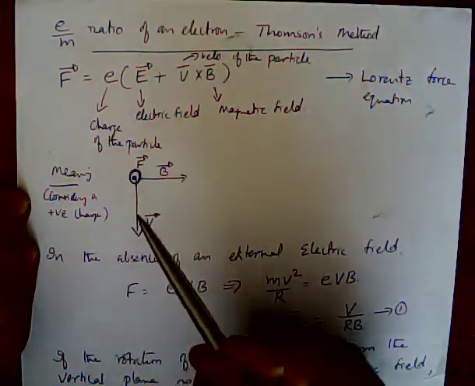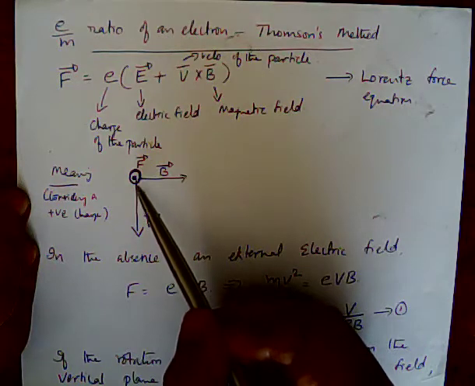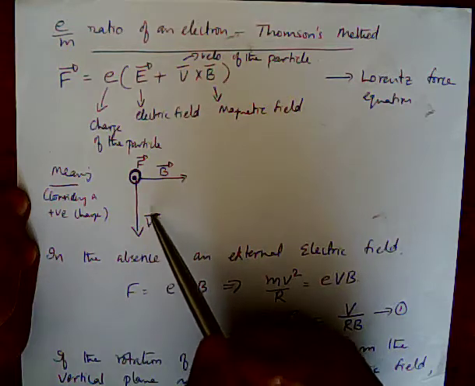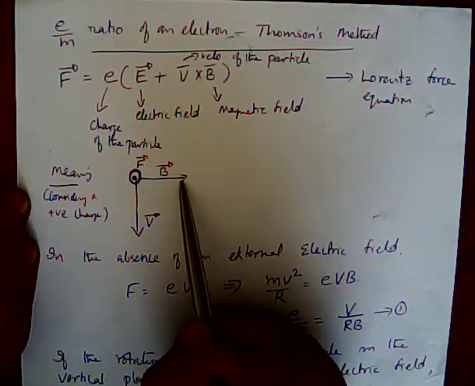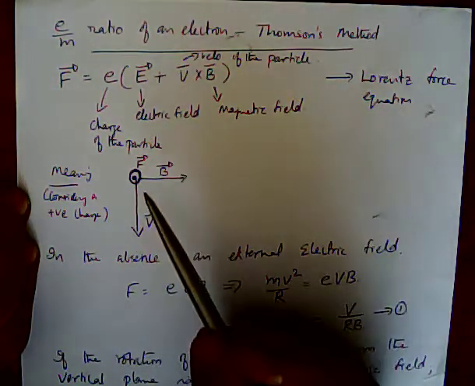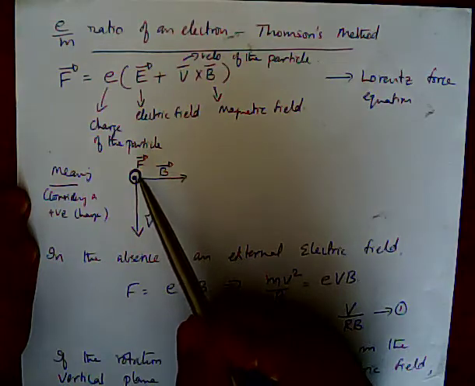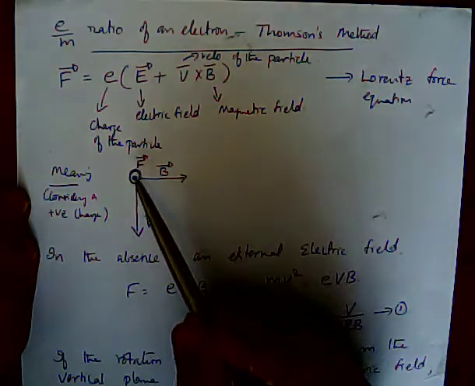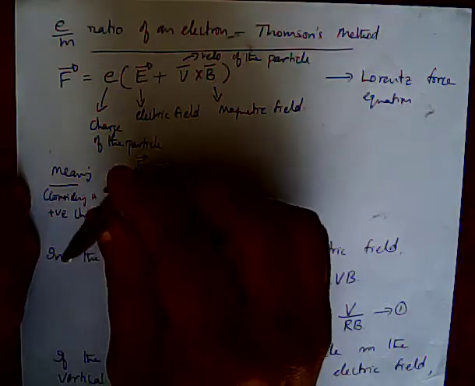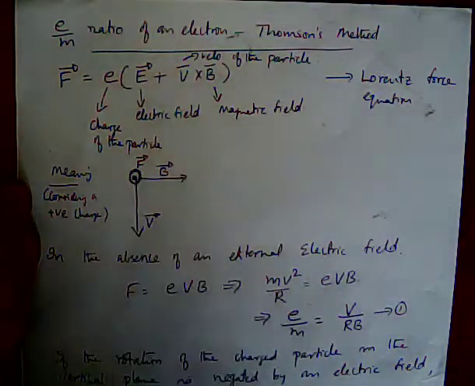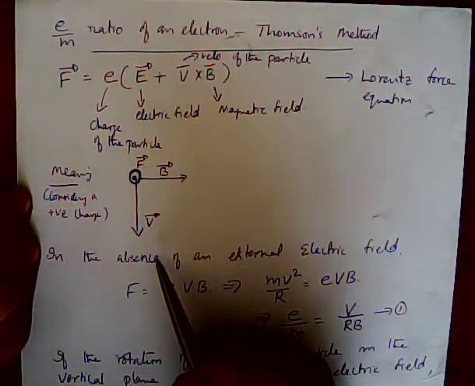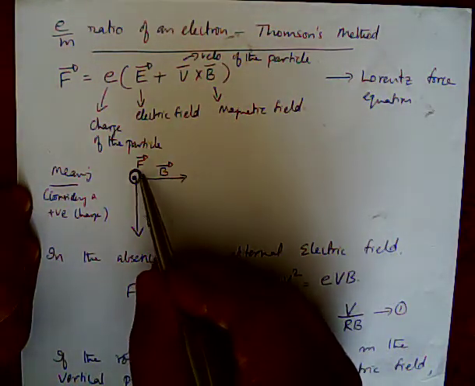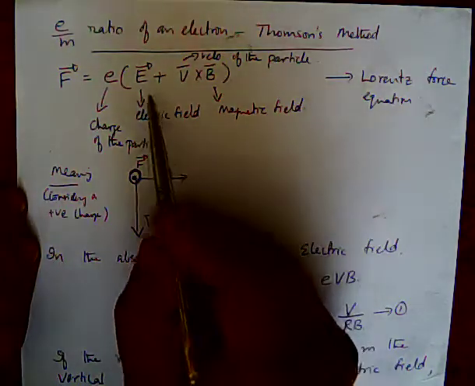What it means is that assume a positive charge is moving in this direction, shown by this v vector, and there is a magnetic field acting exactly perpendicular to the motion of the charge. Then this charge will be subjected to a force whose direction is vertically upward, coming out of the plane towards you, which I am representing by a circle with a dot, which is v cross B. This is in the absence of an external electric field.